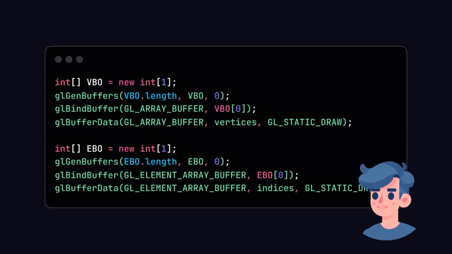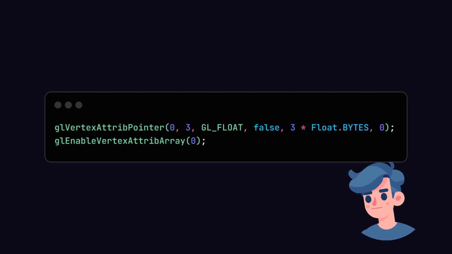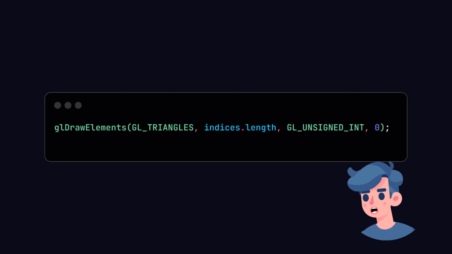With our vertices and indices defined, let's create vertex buffer objects, VBO, and element buffer objects, EBO, to hold our data in GPU memory. Now we need to set up the vertex attributes to tell OpenGL how to interpret our vertex data. This is crucial for rendering our cube with proper color and perspective. At this stage, our cube is ready to be rendered. Let's add the draw call to render the cube inside our game loop.